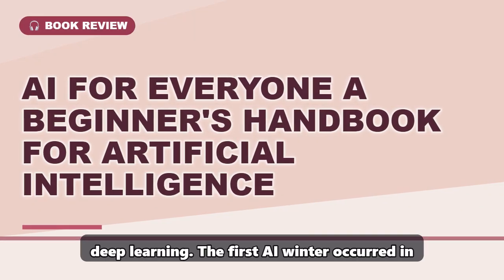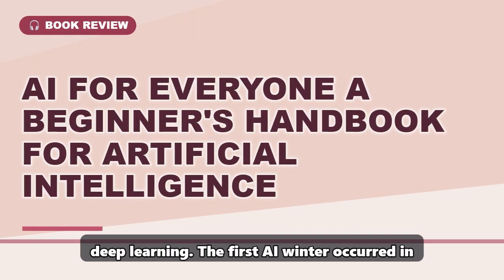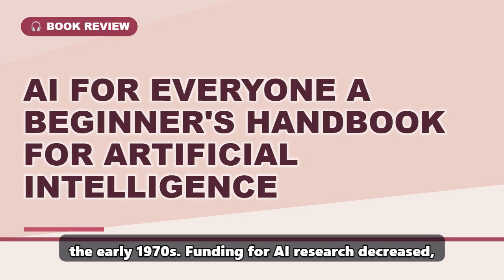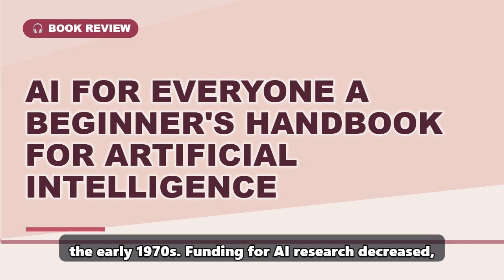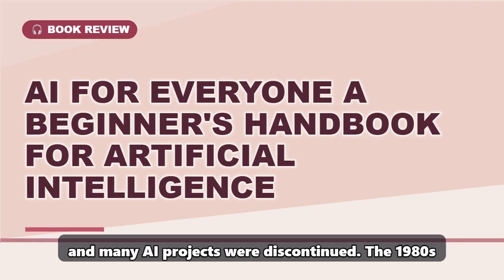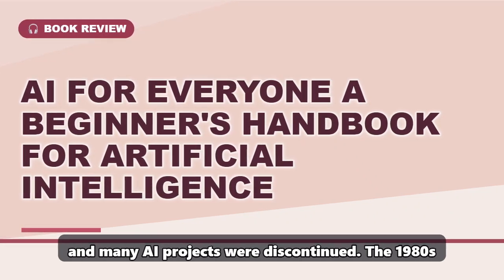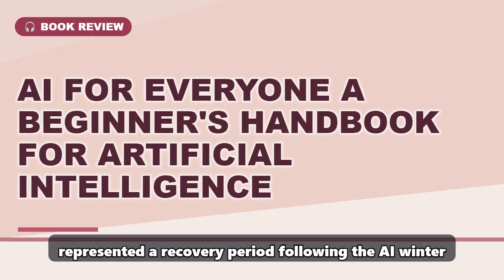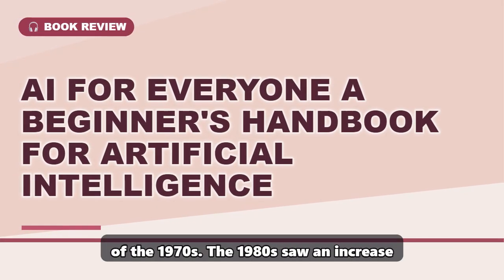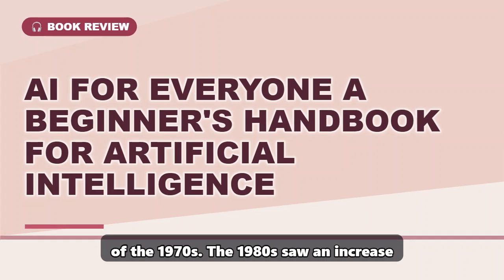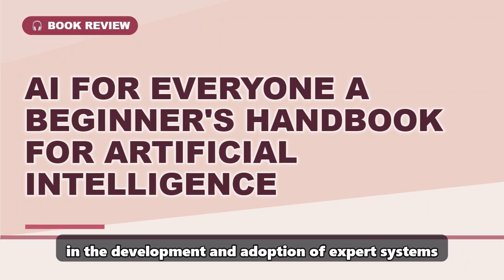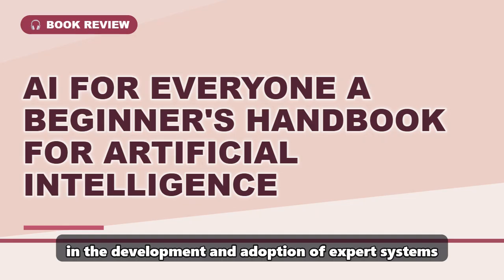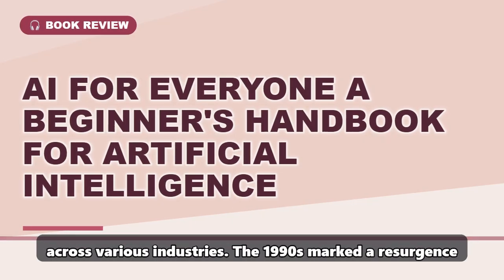The first AI winter occurred in the early 1970s. Funding for AI research decreased, and many AI projects were discontinued. The 1980s represented a recovery period following the AI winter of the 1970s. The 1980s saw an increase in the development and adoption of expert systems across various industries.